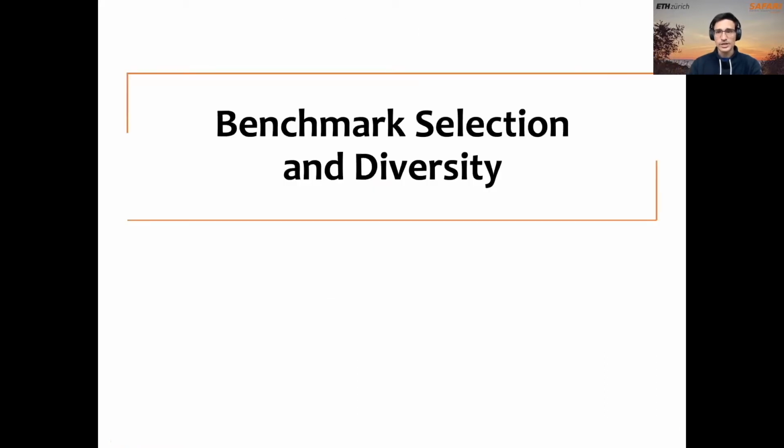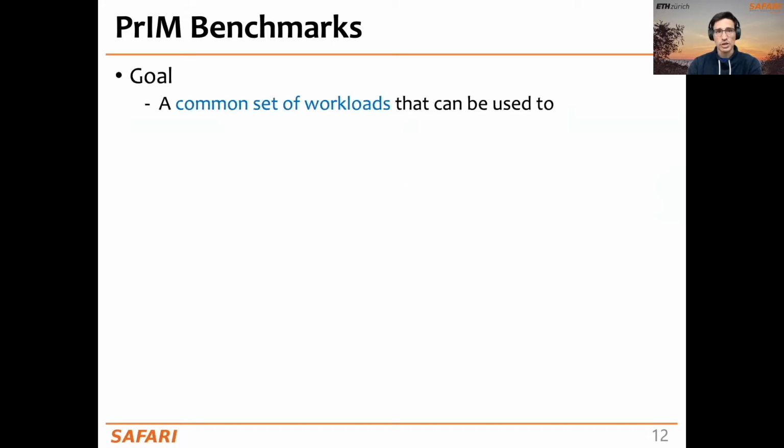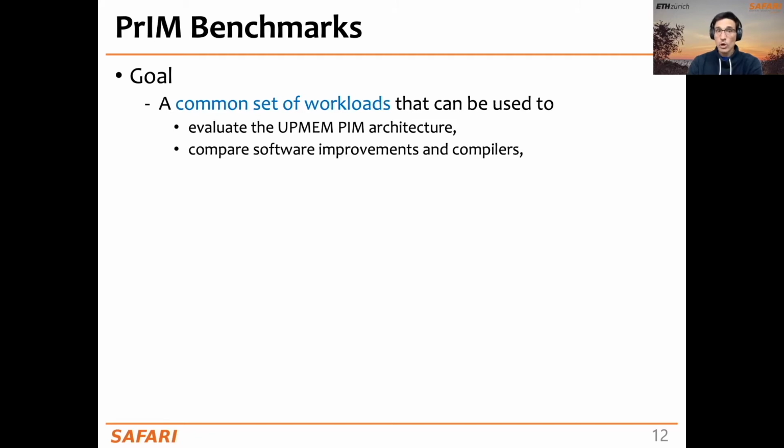With all this knowledge about how to program a general purpose processing-in-memory system, we worked as well on identifying different benchmarks, different workloads that can be suitable for general purpose processing-in-memory systems. This is the reason why we created the PrIM benchmark suite, with the goal of creating a common set of workloads that can be used to evaluate PIM architectures, and in particular the UPMEM PIM architecture, compare software improvements and compilers, and compare future PIM architectures and hardware.